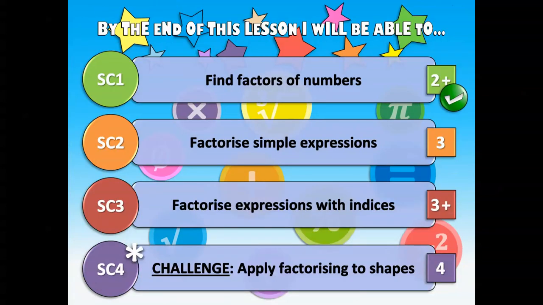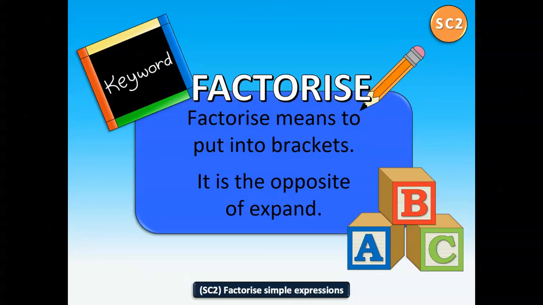And now we've completed success criteria 1. So now we're going to move on to number 2, and this is to factorize simple expressions. So factorize means put into brackets, and it's the opposite of when we expand brackets.